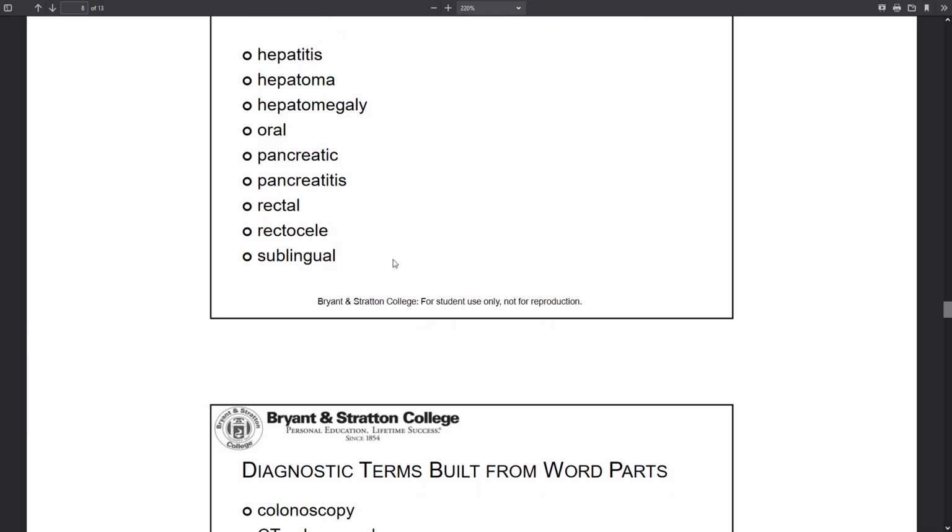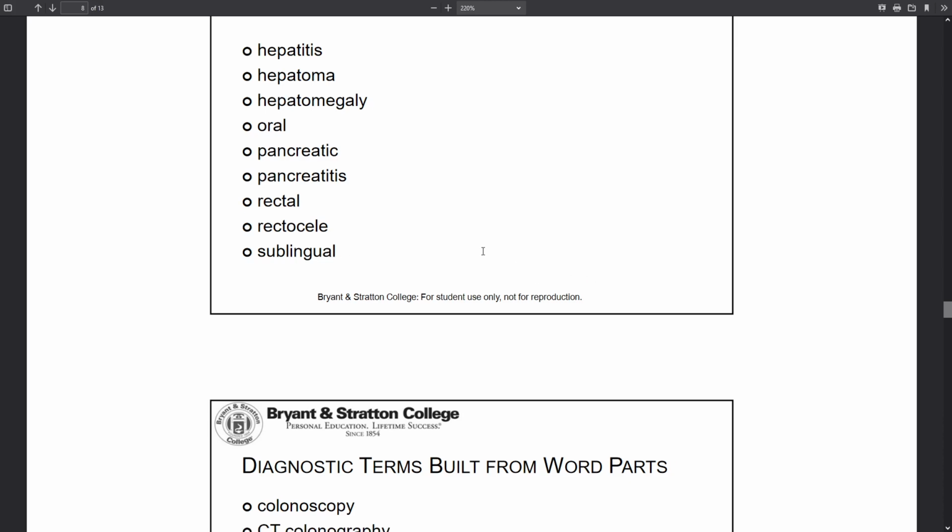Sublingual is another important term. Sublingual basically means below the tongue, or below where speech comes from. But think about it as below the tongue.